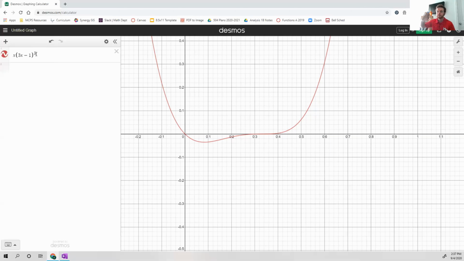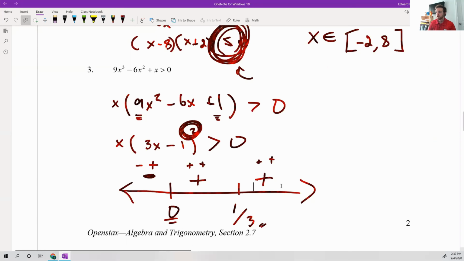When it's even, we're going to touch or turn around. Let's get back to OneNote. Boom. So once again, it's always a good idea to just knock out this chart and get the answer.